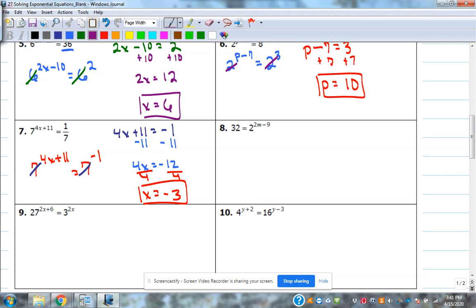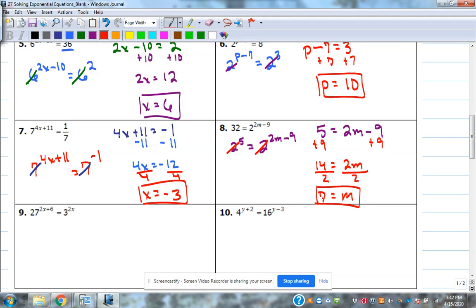Okay. Number 8, they turn it around on us. They put the variable on the right-hand side, but we know that we're looking at this 2 that's the base. So the big 2 that's here. How can we write 32 as a 2 to a power? It's 2 to the 5th power. And so our equation that we're going to set up is 5 equals 2m minus 9, because we're dropping off the base 2s. Add 9. 14 is equal to 2m. Divide by 2. 7 is equal to m.